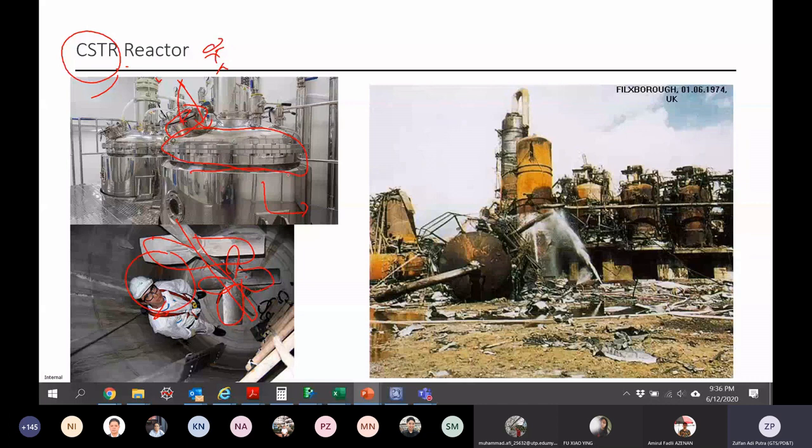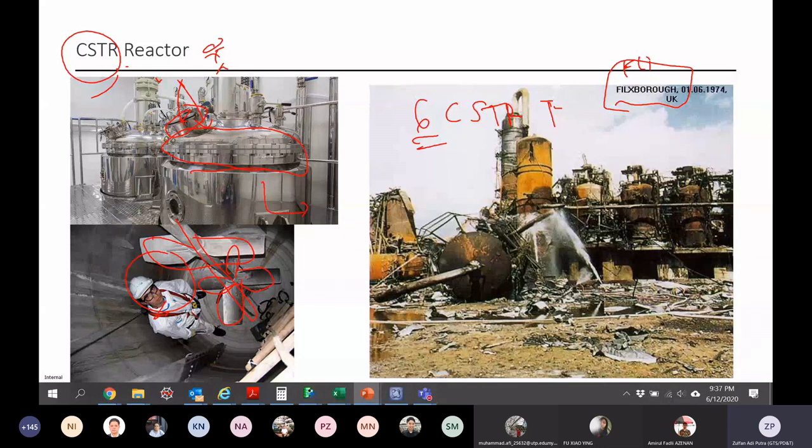One of the most famous or infamous CSTR reactors is the one in the Flixborough accident. Yeah, Flixborough, F-L-I, not F-I-L. You can Google this Flixborough incident. There are six CSTRs in series.